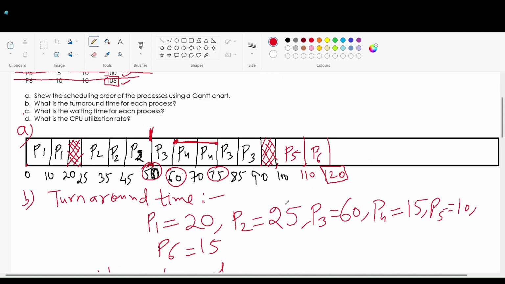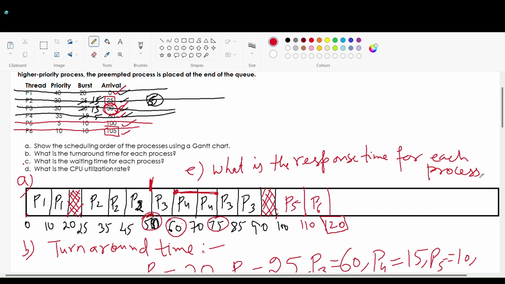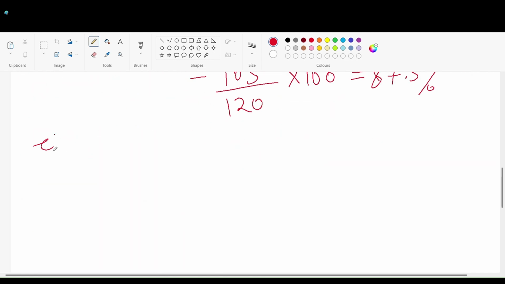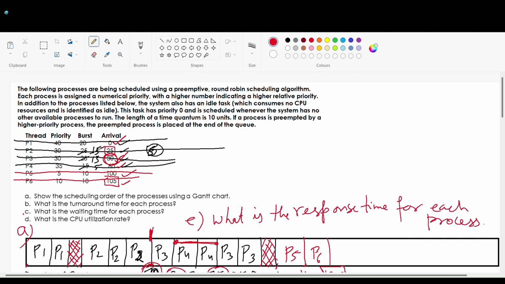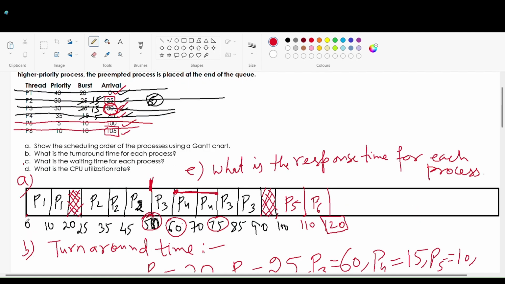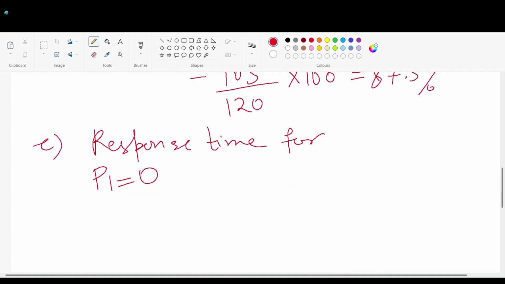I'm adding one more question in this whole process. E question: what is the response time for each process? Clear? The response time for each process. P1: what is the response time of P1? See, P1 enters into the system at 0 and starts the execution at 0. So there is no time. So the response time for P1 is 0.